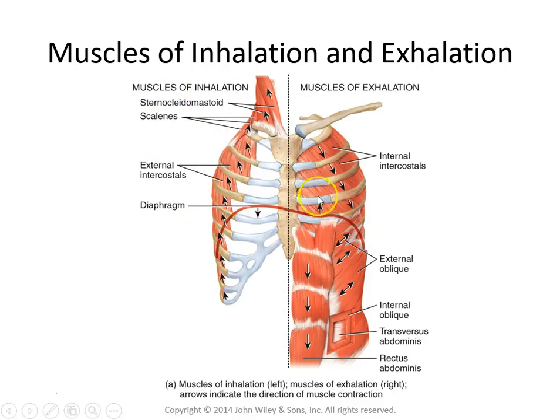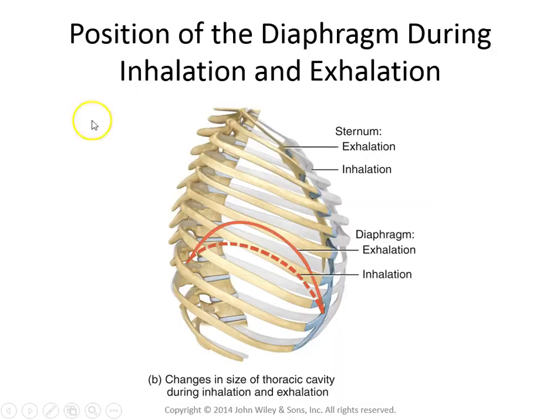So the diaphragm relaxes up, the internal intercostals pull down, and our external obliques and rectus abdominis contract, making the space really small. And there you can see when we exhale, the diaphragm is relaxed and up. When we inhale, it's contracted and down. And we'll go into why that makes sense.